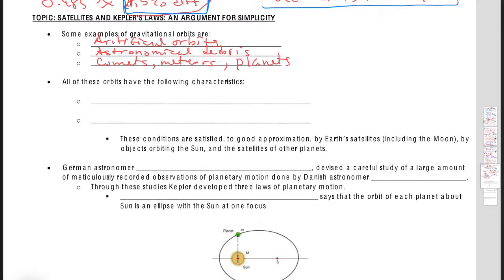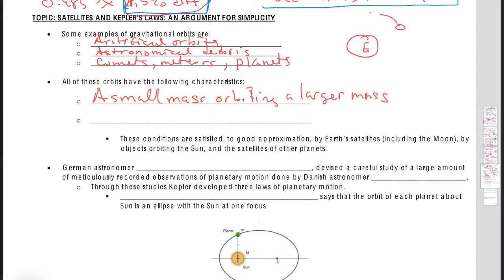But one thing to note is that all these objects have two things that are essentially the same characteristics. First, you're going to have a small mass orbiting a larger mass. If I have Earth in orbit, and even the moon, or a satellite, I have an Earth that's got a mass of big M, and a satellite with a mass of little m. So I have a small mass orbiting this larger body.